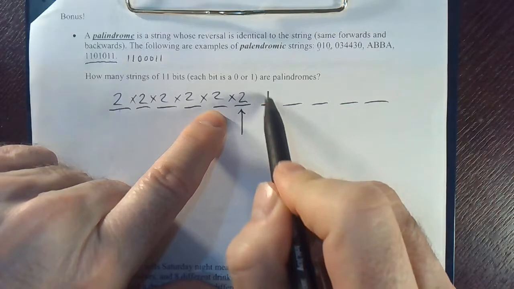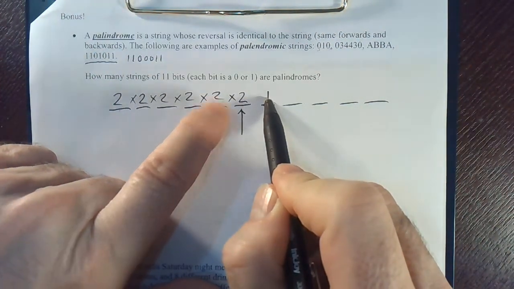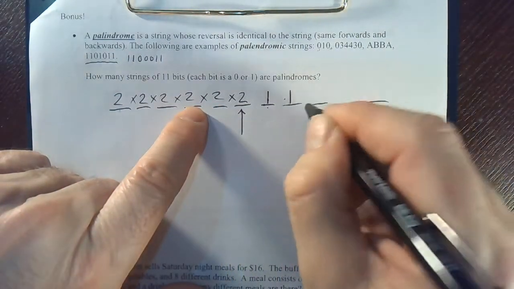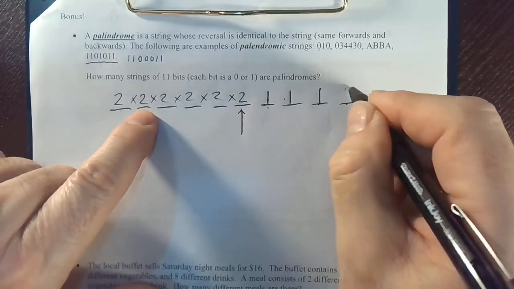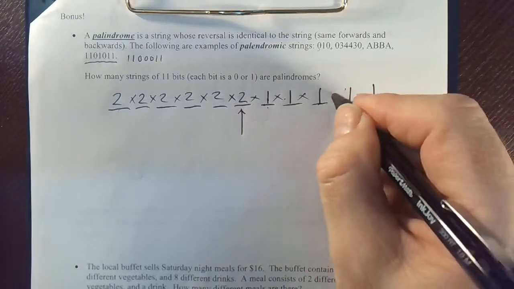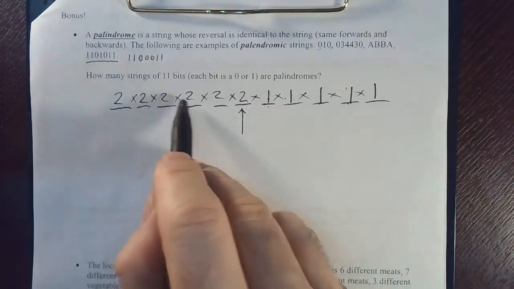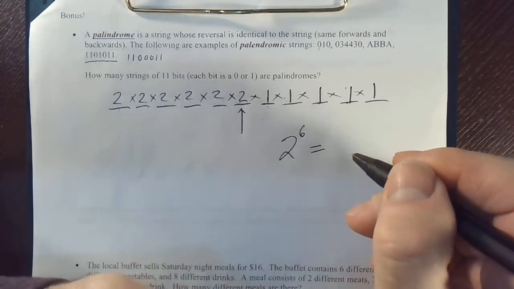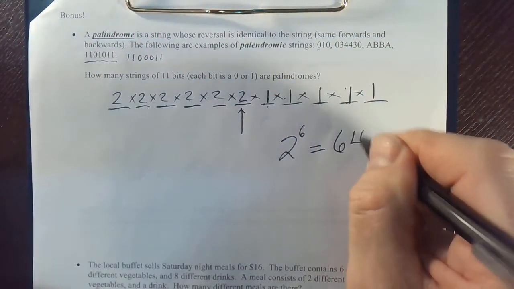So this one doesn't represent a bit value. It just represents the number of possibilities. It has to match exactly what that one is. And this one has to match this one. This one has to match this one. This one has to match this one. And this one has to match that one. Okay, so that's the answer. 2 to the 1, 2, 3, 4, 5, 6. 2 to the 6th power, which I think we already did, was it 64? 2, 4, 8, 16, 32, 64.